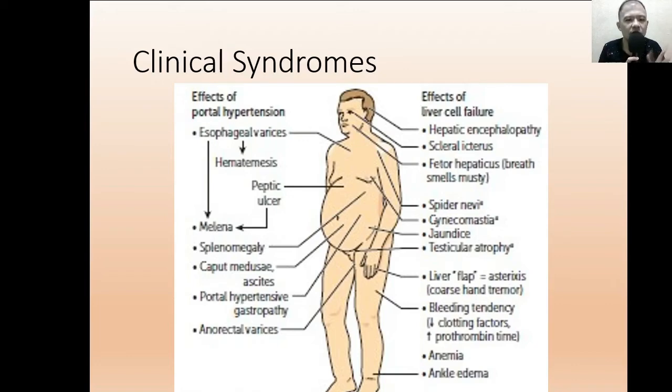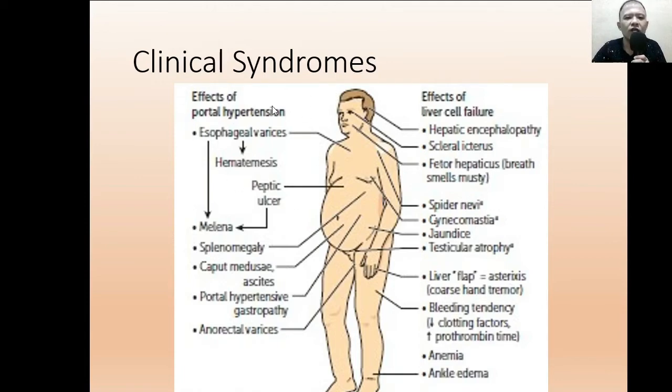The next thing that we'll discuss is the usual pattern of clinical manifestation of liver injury, or what we call clinical syndromes. So how do we spot if a person has a liver injury? This picture basically summarizes everything.